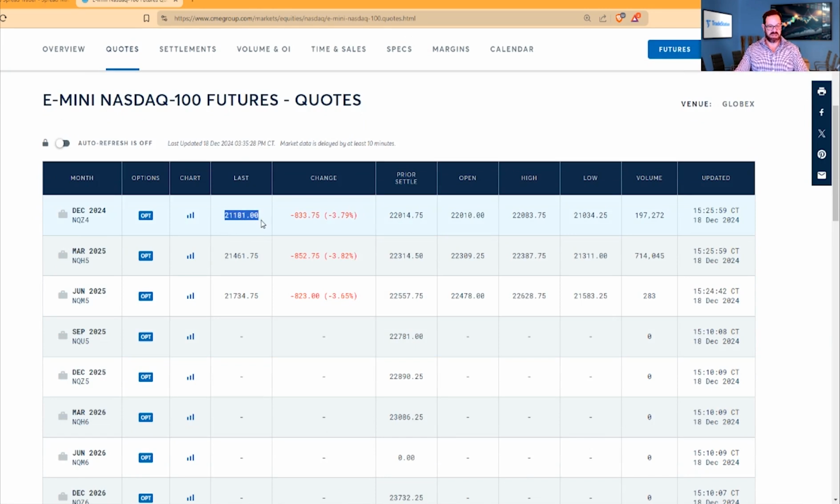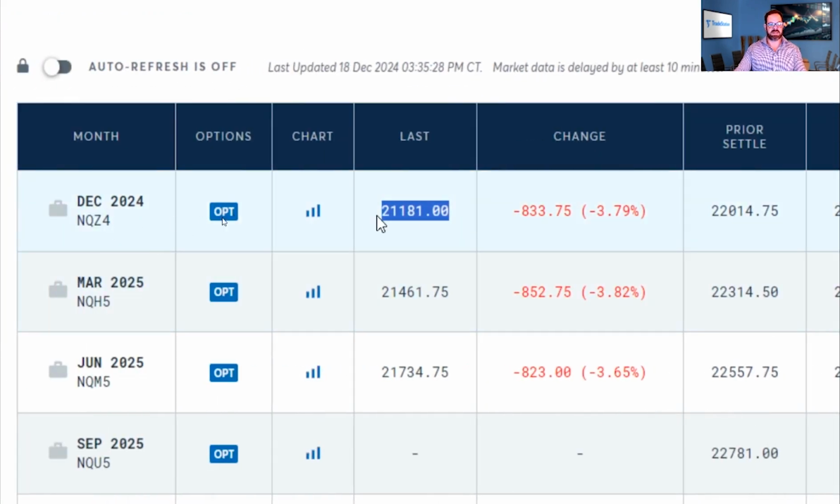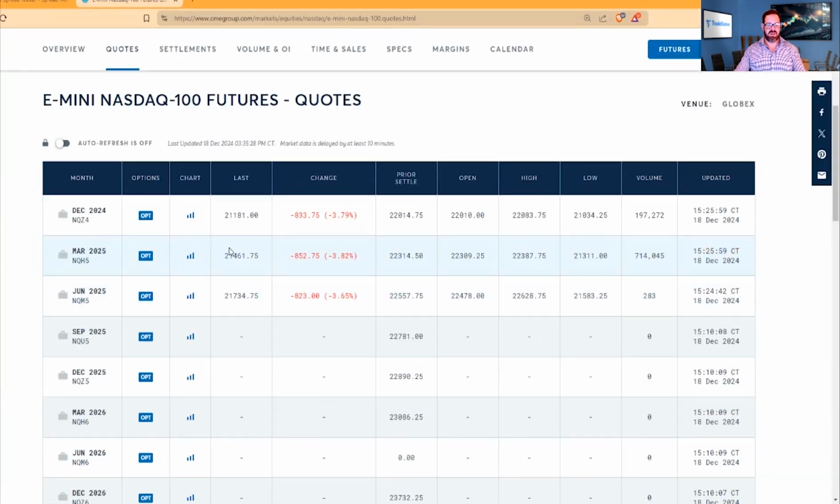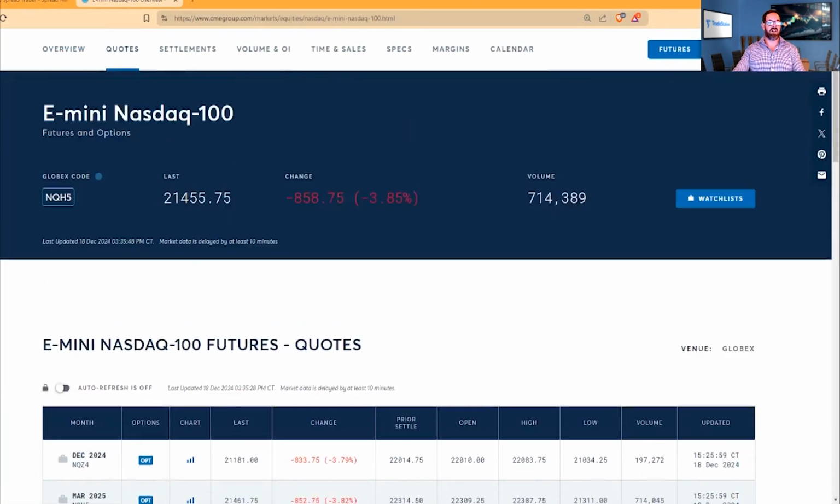So again, I'll zoom in and you can see December, 21,181. March, 21,400. June, 21,700. The further out in time you go, the more risk you are taking because there's more time for things to move in one direction or the other. So they're more expensive. That's a normal market, normal, healthy market. Contango. Backwardation is what we just saw.